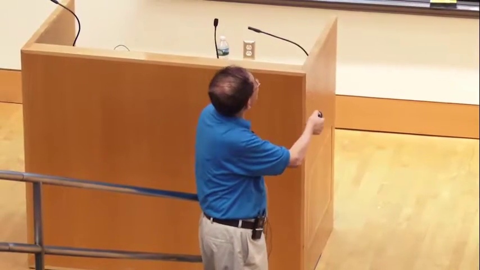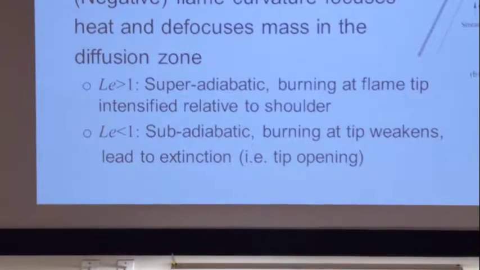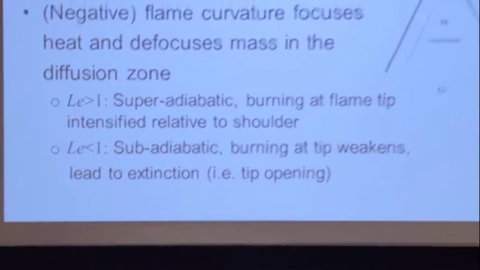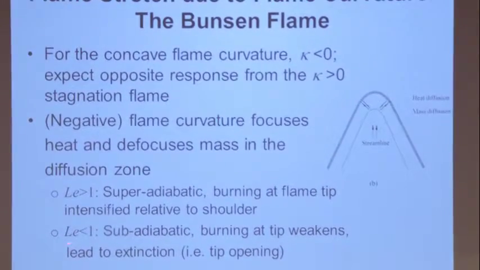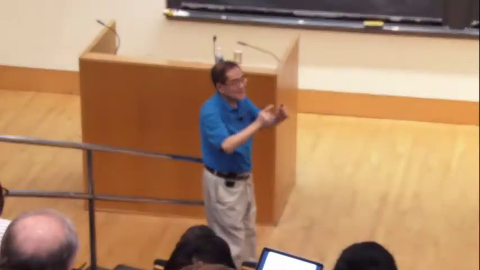I guess this is real, okay? You got situations when Lewis number bigger than 1 is super adiabatic at the tip. You look at the Bunsen flame, for that case, the tip burns stronger. Brilliant, bright. Whereas in this other kind of case, your tip extinguishes, opens, that's what's called. So then when you open the tip, you got soot coming out. But anyways, open tip.